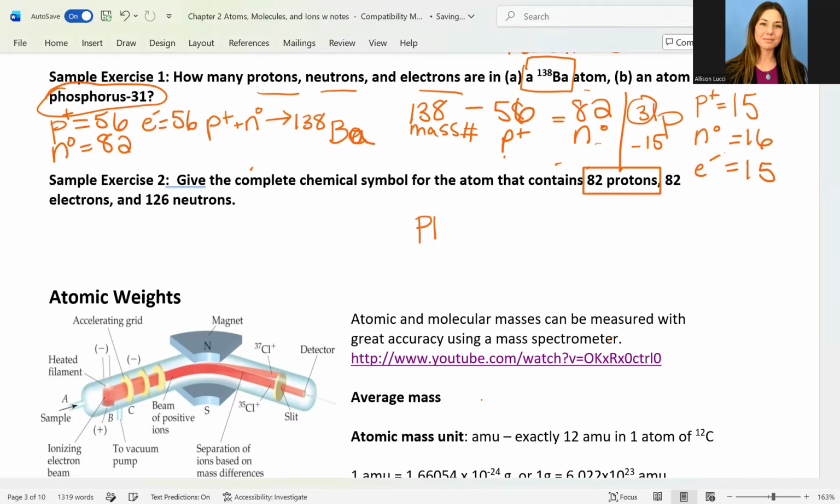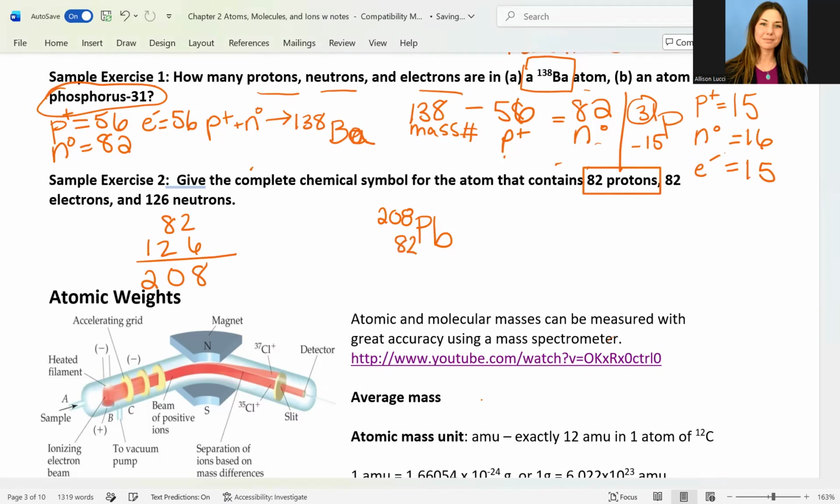So we go back to our worksheet here, and we know that we have an isotope of lead. So we're going to put Pb for lead. We don't need to write the atomic number, it's assumed. And now if we add together the protons and neutrons, we would see that we have 208. That's going to be our mass number, and we would write that up here.